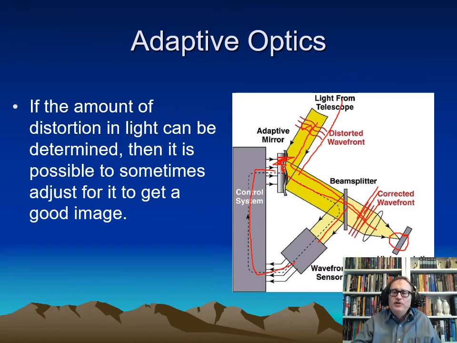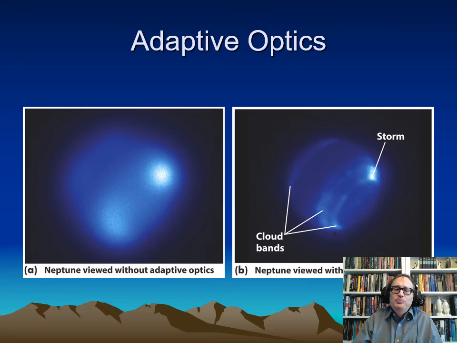Now, it's not perfect. You throw away half of the light right here, so you can't see something quite as dim. And it only works so well, but it does work better than nothing. And so this is a fantastic tool. Here's an example right here, the planet Neptune without the adaptive optics. One of the best pictures from Earth. You turn on the adaptive optics, same telescope and same camera, and you can see cloud bands and structures and a big storm on the planet Neptune.